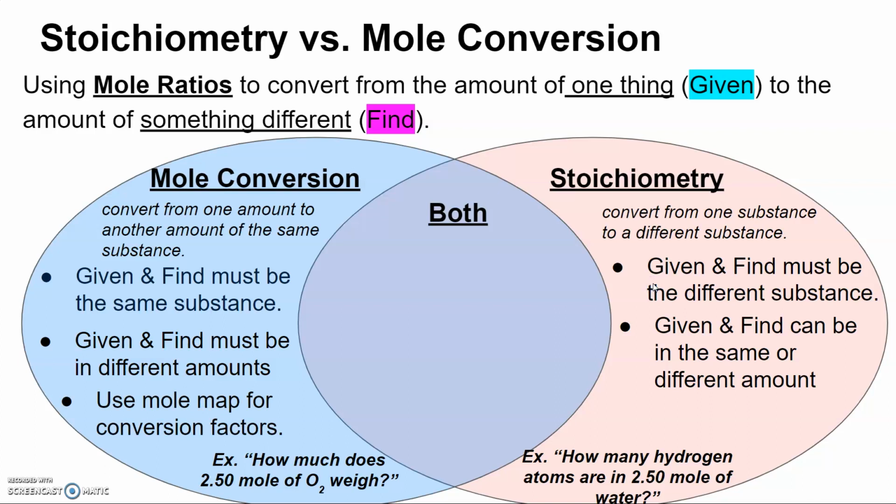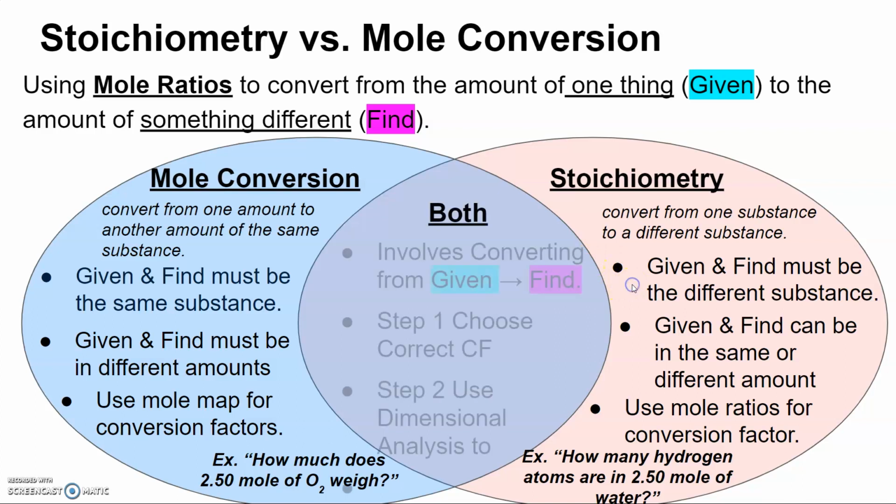In terms of how we get our conversion factors, in a mole conversion, you use the mole map for the conversion factors. Whereas in stoichiometry, you're going to use mole ratios, whether it's from the coefficients in a balanced chemical equation or from the subscripts in a chemical formula. You have to use mole ratios. Now, with that being said, in a stoichiometry problem, you may need to use the mole map to convert things into moles or from moles, but the heart of a stoichiometry problem is using those mole ratios.